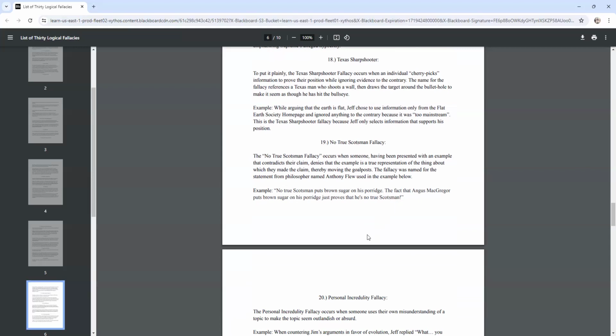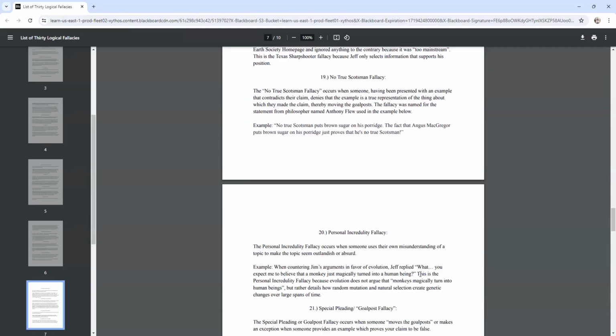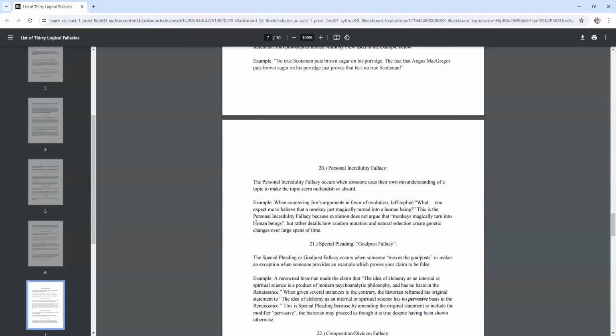People will do this anytime you give an example that sort of refutes a claim. They will come up with a condition whereby your example is not sufficient, right? It's not a real X and Y. It's not a real Scotsman, right? When in actuality, in most cases, they just don't want to confront the fact that you've just proven them wrong, right?